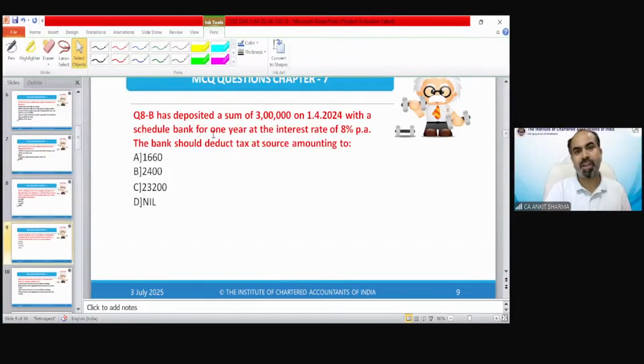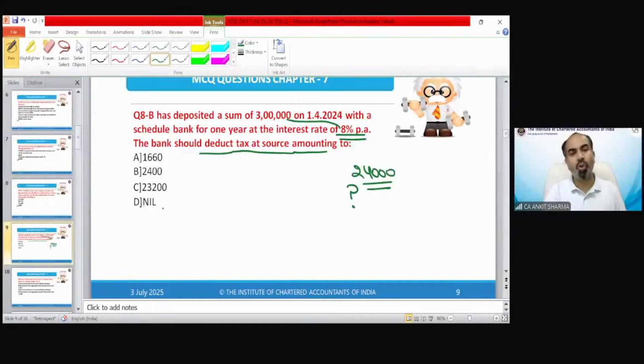B has deposited a sum of 3 lakh rupees on 1st April 2024 with a scheduled bank for 1 year at the interest of 8% per annum. So the bank should deduct tax at source amounting to. So how much would be the interest? The interest would be 24,000. So do we need to deduct TDS on 24,000? The answer would be no, because 40,000 is the minimum limit.